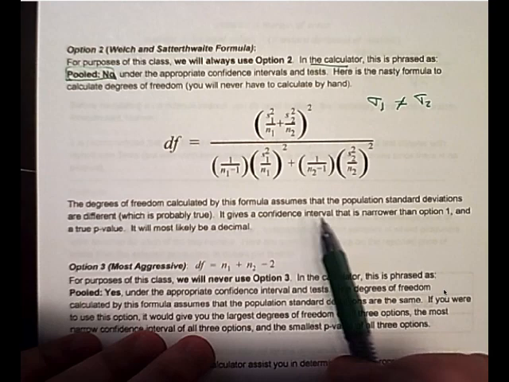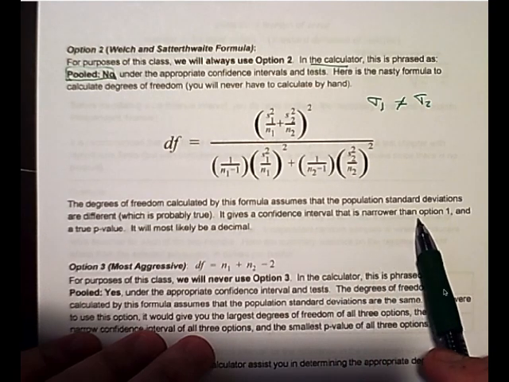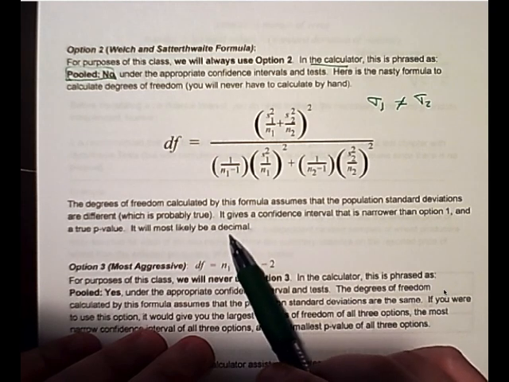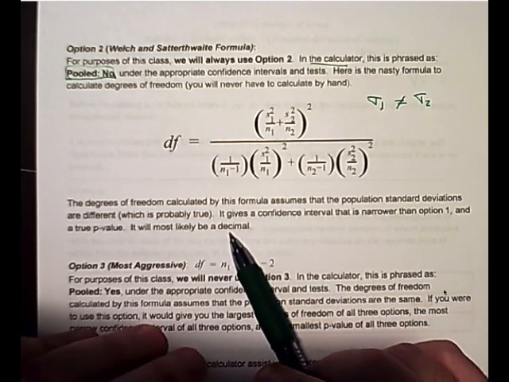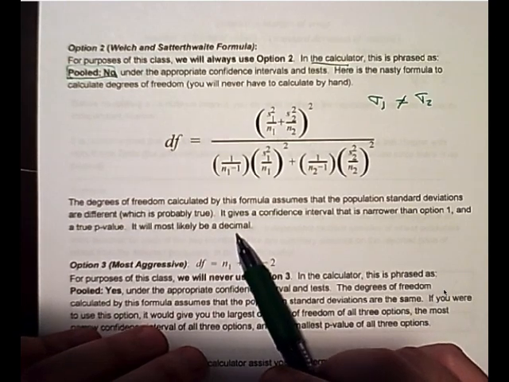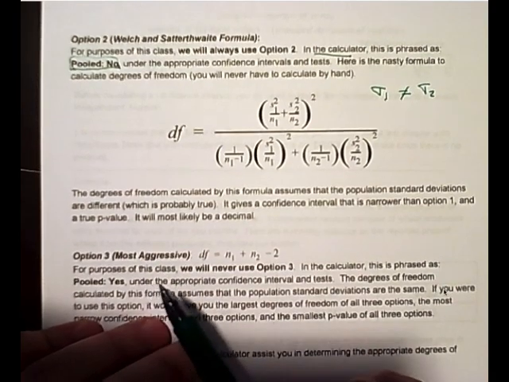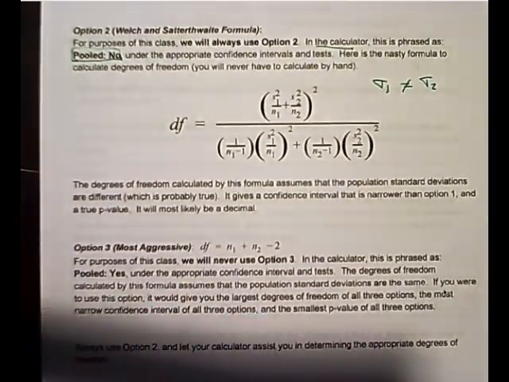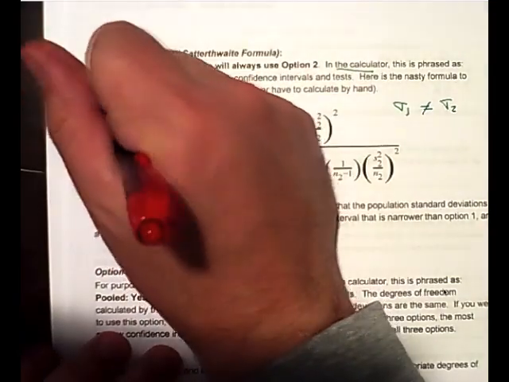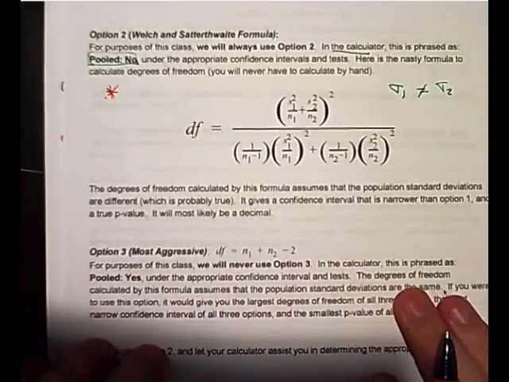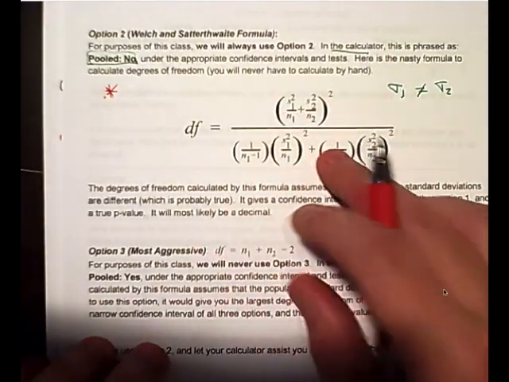It gives a confidence interval that is a little bit narrower than the first option, and a truer p-value. It's going to be weird when you see it, when the calculator calculates it. It's going to give you a decimal. Think about why: because you have a nasty formula that's a fraction, and if you actually do the division, it's going to result in a decimal 9 times out of 10. So for our class, we're always going to use this one, but we're not going to force you to calculate it by hand.